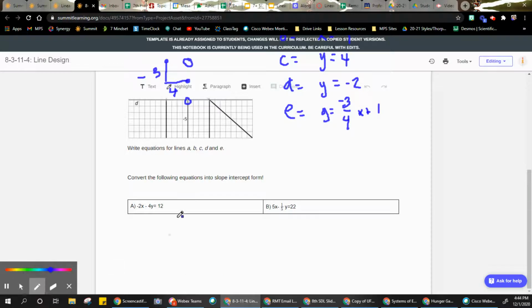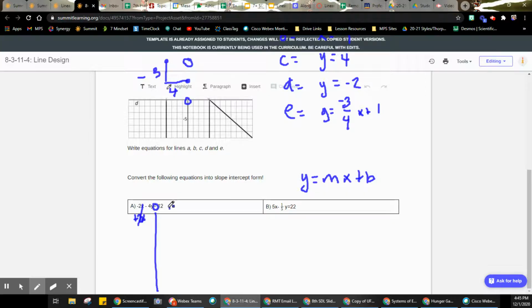Moving on to my next part, I need to change all of these from standard form to slope intercept form. So to get it in slope intercept form, we need it in y equals mx plus b form. So we've got to get the y by itself. So the center of my equation is the equal sign. In order to get the y by itself, I've got to get the x over to the other side first. So I'm going to add 2x since that's a -2x. Anything I do to one side, I have to do to the other side. So now I have -4y is equal to 12 plus 2x. Now I just got to get rid of what's next to y, which is -4. So I'm going to divide by -4 on both sides.